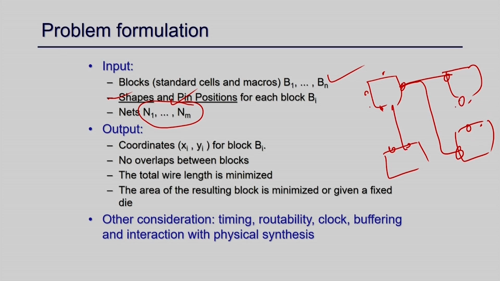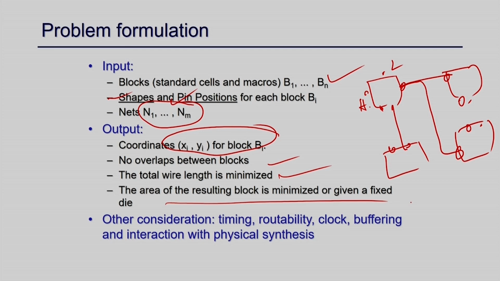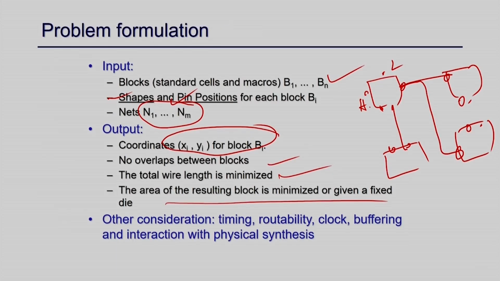So, these are all the inputs: all blocks, their pin configuration, their exact shape, the height and width for each block, because the size is already fixed by the floor planning, and all the nets, exactly where the connections are. So, now you try to find the exact position of each block, the coordinate of each block, so that no block overlaps, total wire length is minimized, and the area of the resulting block is also minimized for a given die, right. This is the placement problem, and you can have other objectives like timing, routability, clock, similarly to floor planning. These can also be your optimization criteria.